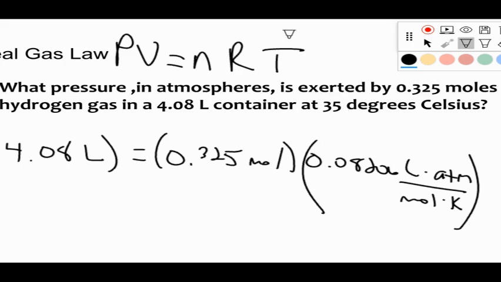And then my last thing is my temperature. It gives it to me as 35 degrees Celsius. That is not in the correct unit. So I'm going to do 35 plus 273, and I'm going to get that my temperature is 308 Kelvin.